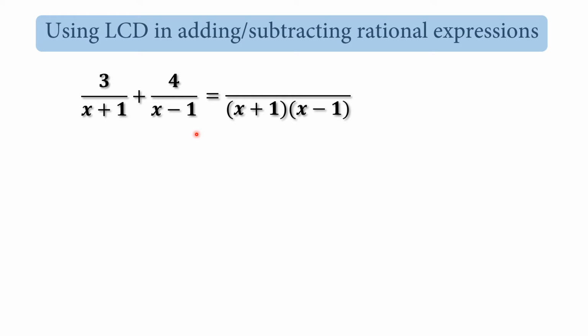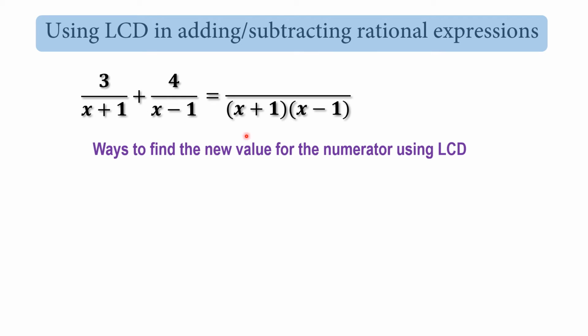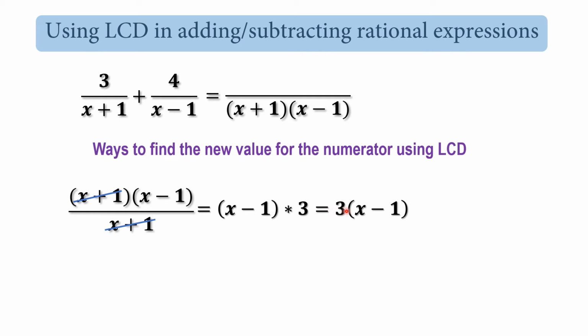After finding the LCD, we have to solve for the new value of the numerator one by one. So here is the way to find the new value for the numerator using the LCD. We take the LCD and divide it by the old denominator of the first expression. As you can see, x plus 1 in the numerator is the same as the denominator x plus 1. Then, we can cancel them out since that is equal to 1. And the remaining is only x minus 1. And x minus 1 should be multiplied to the numerator 3. That can also be written as 3 quantity x minus 1.